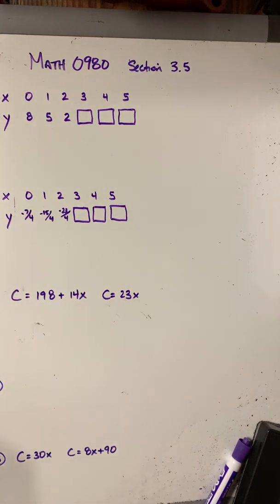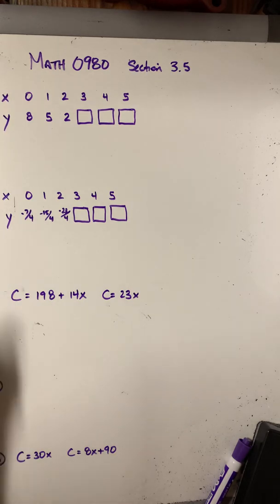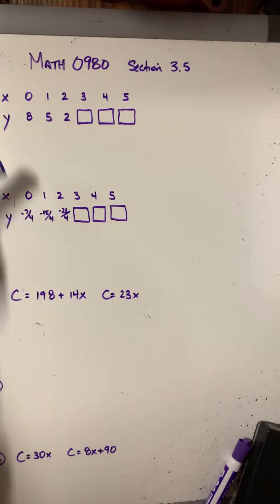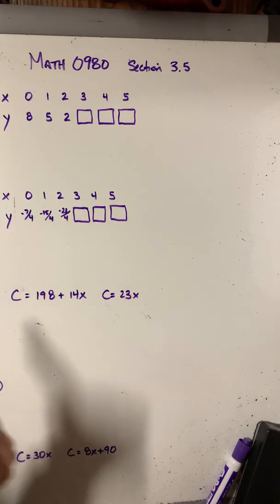Hi, this is the video for Math 980 lecture 3.5, and in this section we are at the beginning, just completing these tables in order to graph a line. In the next section it's really all about graphing the lines. So these two problems are kind of a precursor. So let's look at problem number 1.